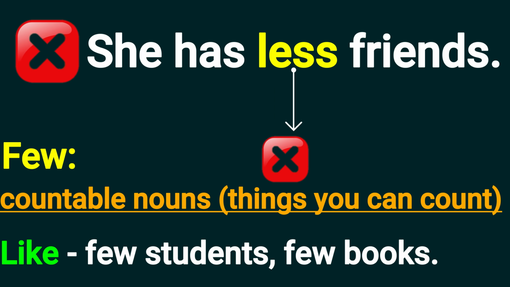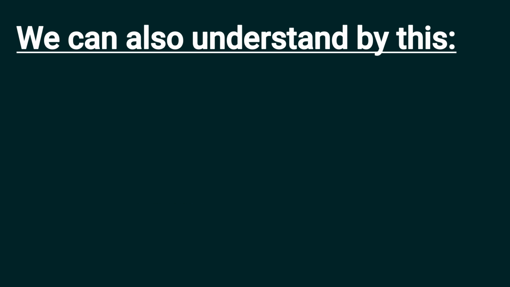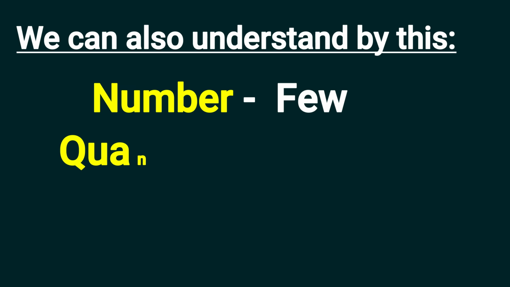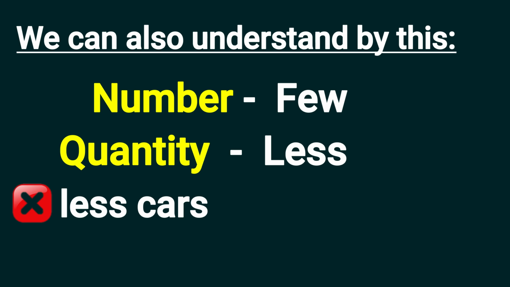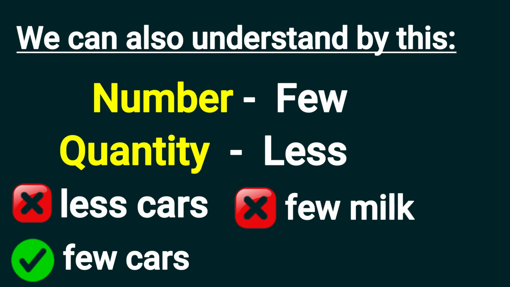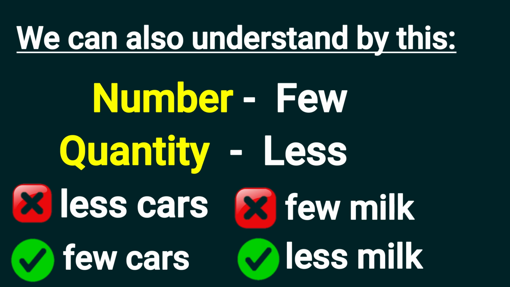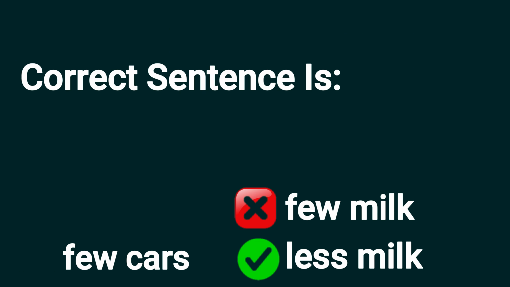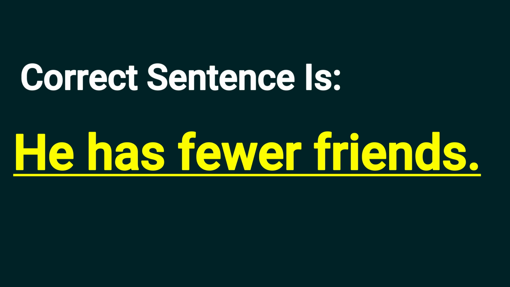So we can understand by this when we are talking about number, use few. When we are talking about quantity, use less. So less cars is wrong, few cars. Few milk is wrong, less milk. So the correct sentence is she has few friends.